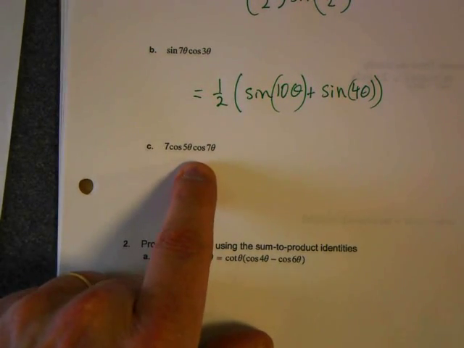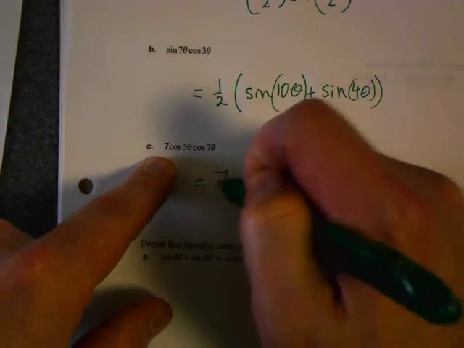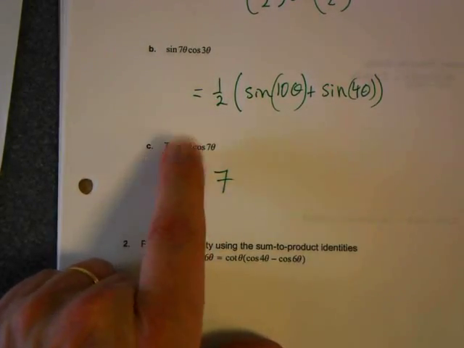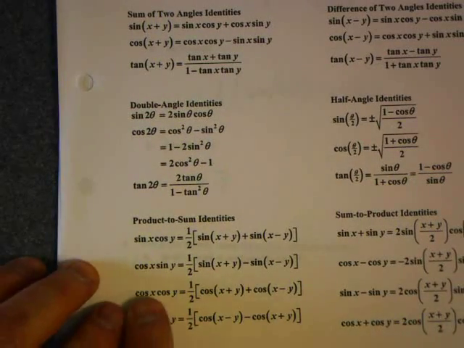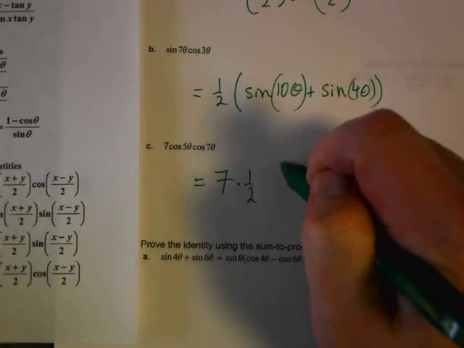All right, how about this one? What are you going to do with that 7 that's out front there? Just leave it out front. So we're going to have a 7. And then we look for the one that has cosine times cosine. The third one, cosine times cosine. So I need a 1/2. So I put a 1/2.